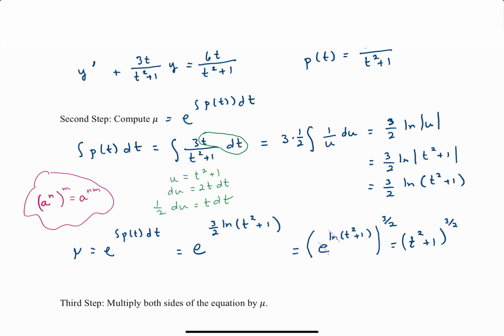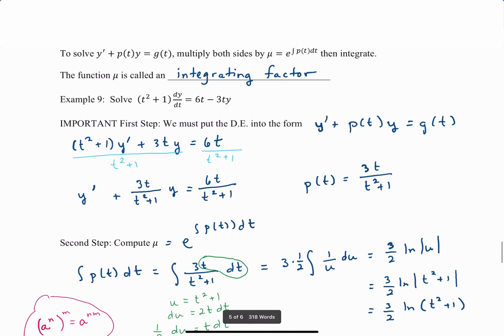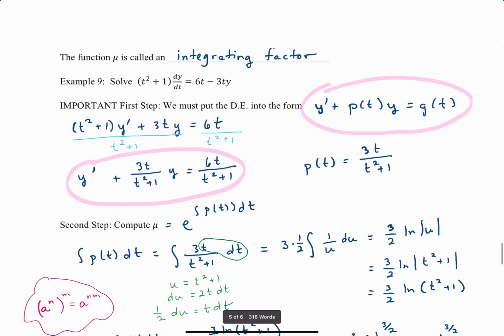Next step is to multiply both sides of the equation by mu. And when I say equation, I don't mean the original format of the equation. This is another spot where we have to use this form of the equation. So I'm going to be multiplying this equation by t squared plus 1 to the 3/2.